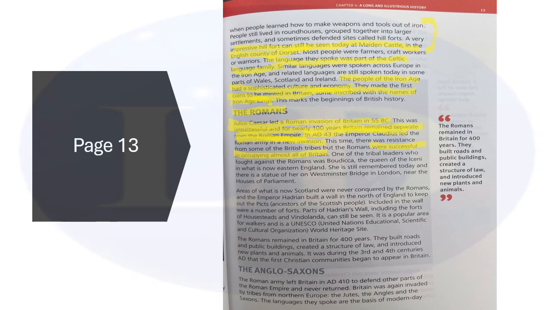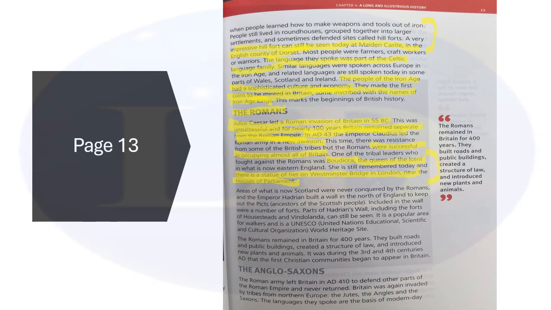One of the tribal leaders who fought against the Romans was Boudica, the Queen of the Iceni in what is now Eastern England. She is still remembered today, and there is a statue of her on Westminster Bridge, London, near the Houses of Parliament. That's a very, very important thing. You have to remember that.